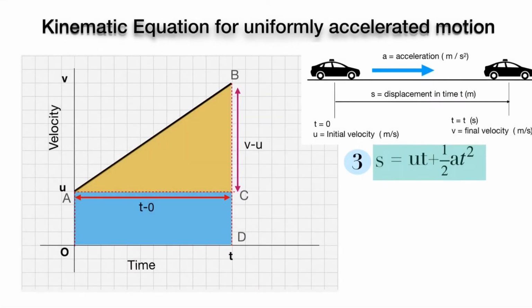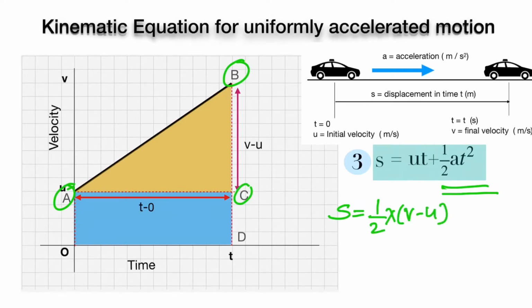Since this equation is also related to displacement, we are going to use another method to find out the area under this curve and enclosed by the time axis, and we derive this equation. So s equal to the area of the triangle ABC, which is nothing but half into height, which is v minus u, multiplied by time, plus the area of the bottom rectangle, which is OACD, so u into t.